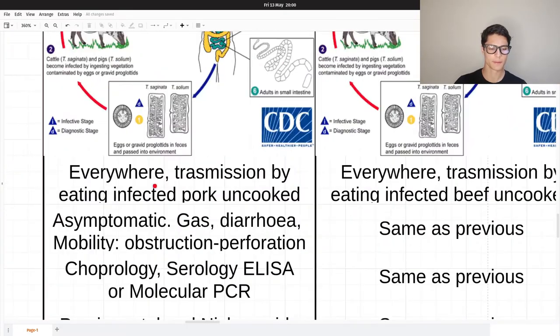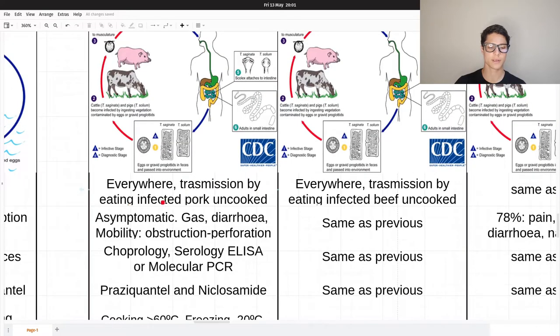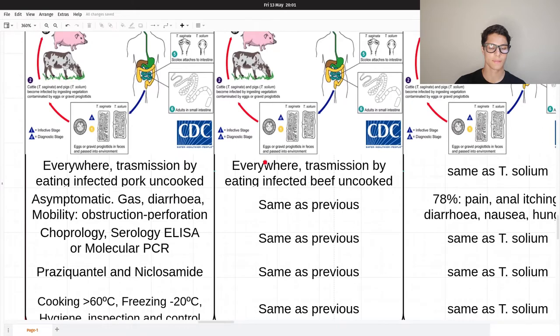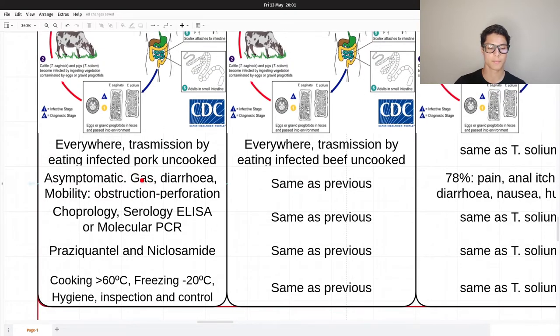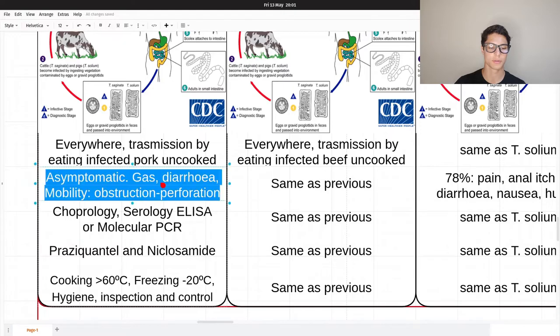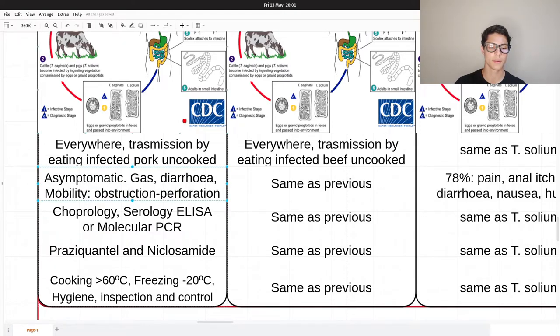Okay, epidemiology. Well, everywhere. Transmission by eating infected pork, uncooked. And here, everywhere, transmission by eating infected beef, uncooked. Asymptomatic for most cases, yeah. But it can cause gas, diarrhea, and motility obstruction and perforation. Basically, the movement of the parasite inside the intestine can obstruct the flow of nutrients and food, so we will get malabsorption, and they can lead to perforation of the intestine because of the scolex.